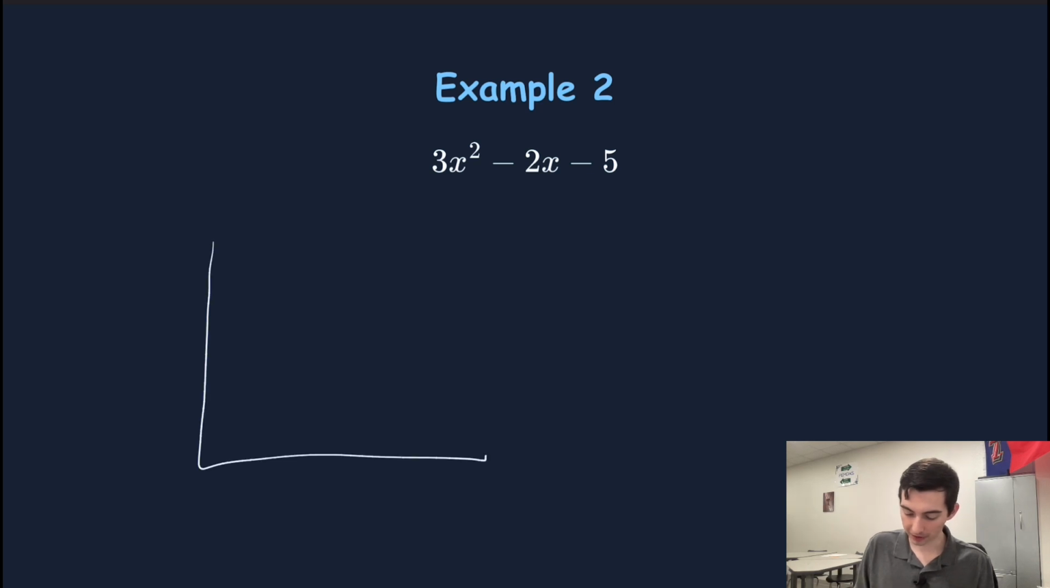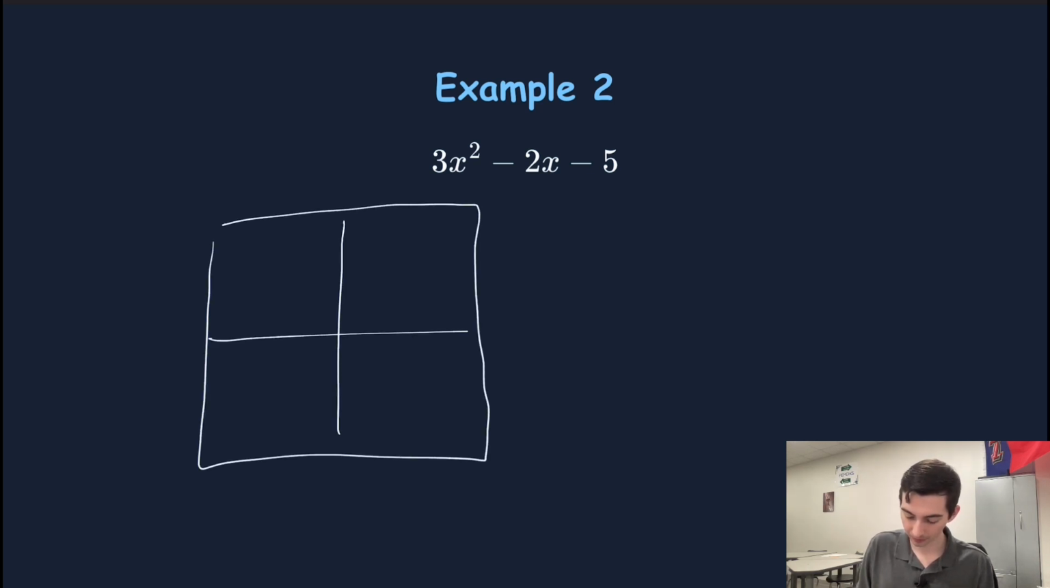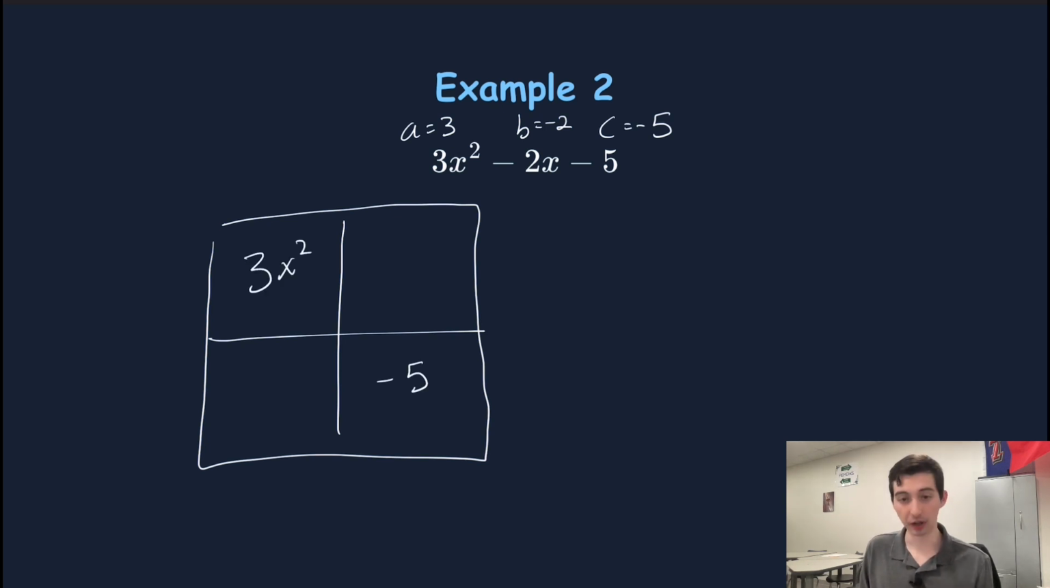So let's set up my box method here. My a is 3. My b, I want to include this sign with it, so here it's going to be -2, and my c is going to be -5. So now 3x squared would go in this box, and -5 would go in the last box. And so now we have a times c, which is 3 times -5, which is going to get me -15. And we need it to add or subtract to b, which in this case is -2.